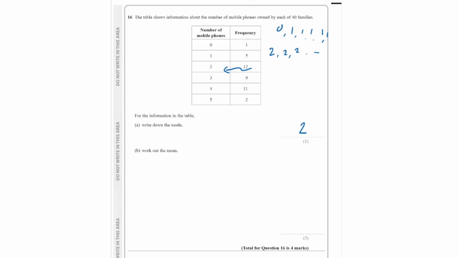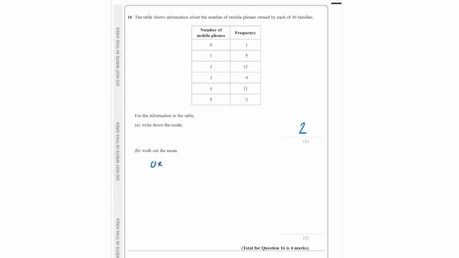Work out the mean. Okay. Now to find out the mean, we have to find the total. And as I said before, 0 is repeated once, 1 is repeated 5 times. So we actually have to find the total amount of mobile phones and divide that by the sum of the frequency. So let's do that.